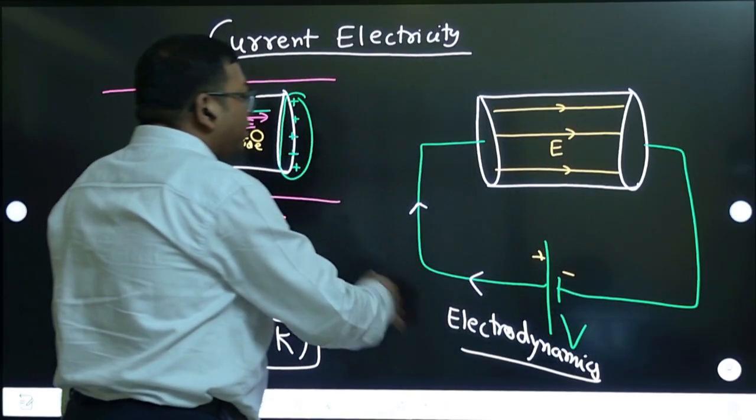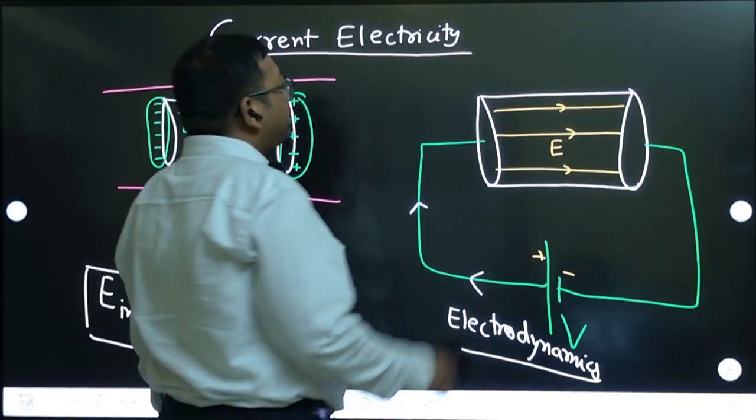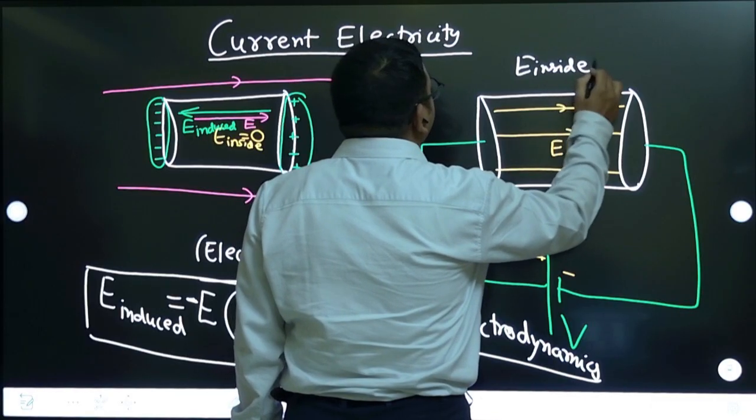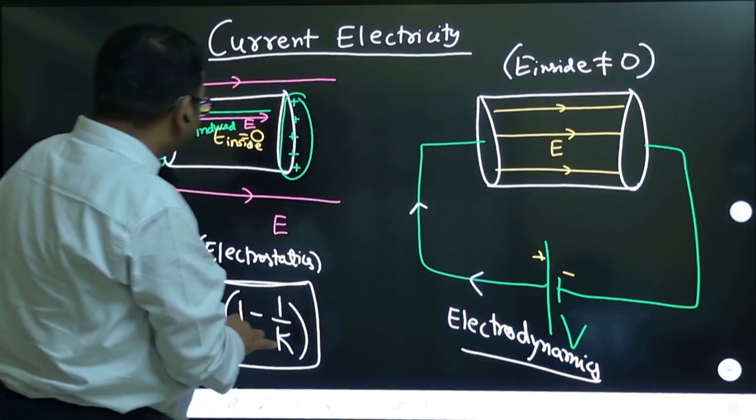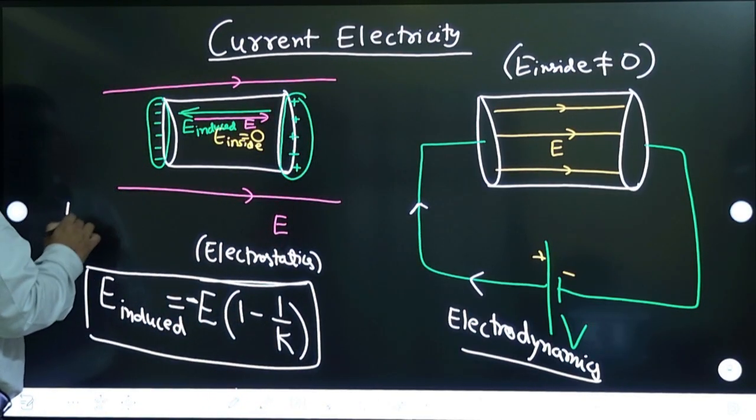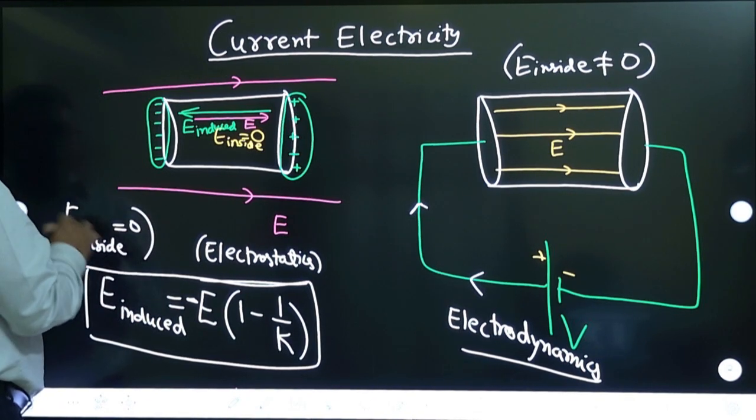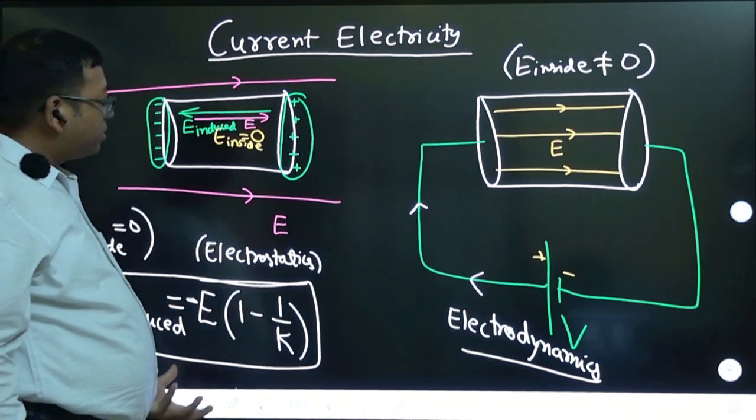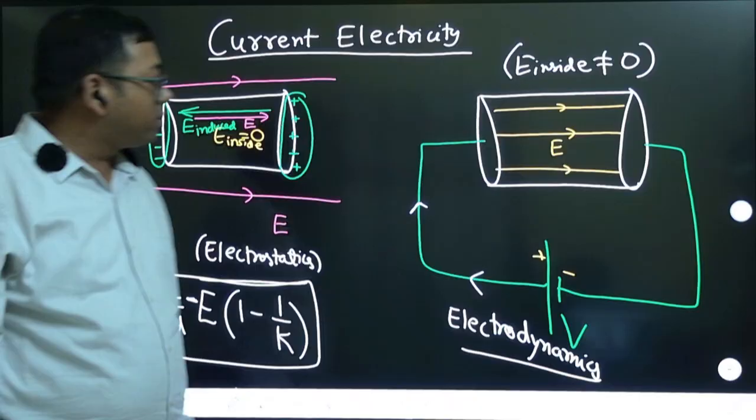So current is flowing here and there is a field inside that. The field inside there is not zero. But here the field inside is zero. Why is the field inside zero? Because the induced and external fields cancel each other completely inside a metal, right?